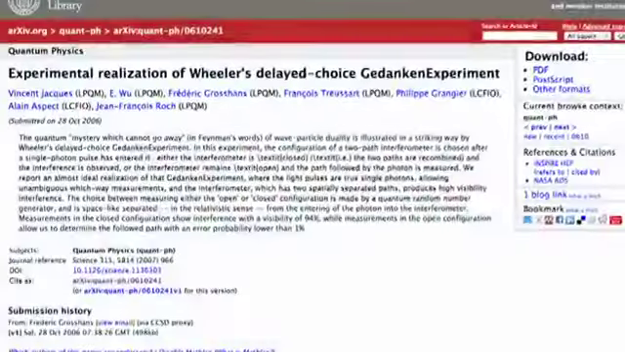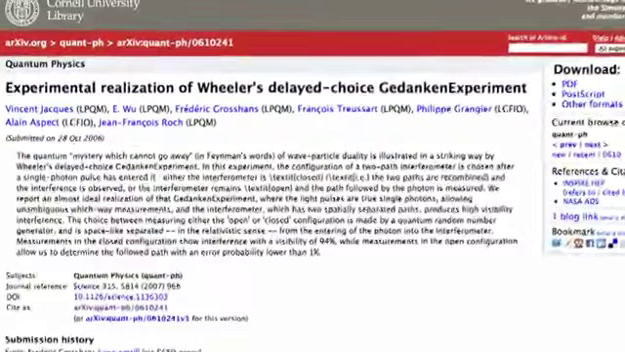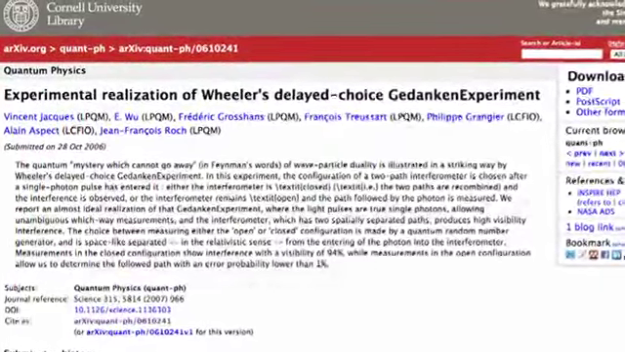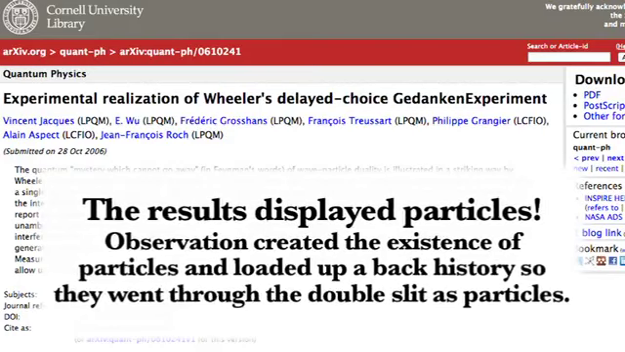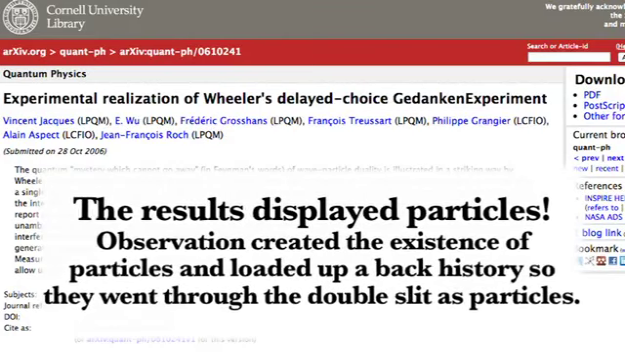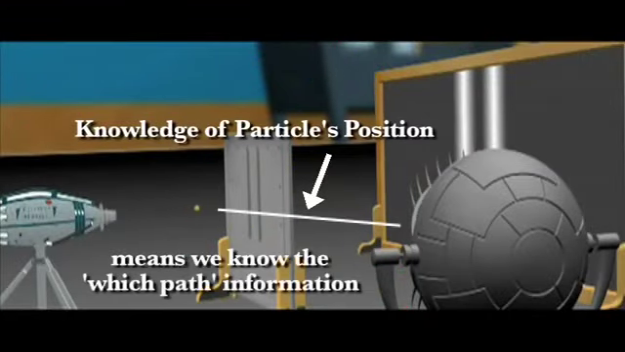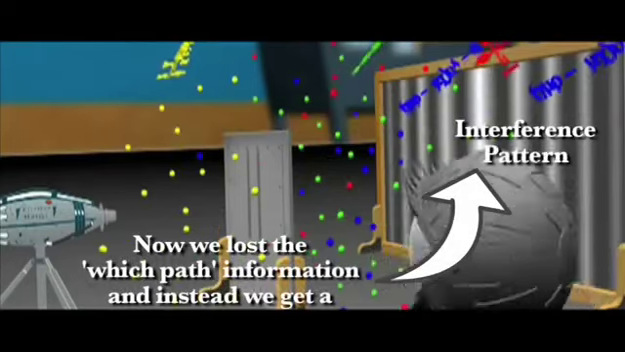Well, in 2007, this thought experiment was put to the test, and the results showed that if the film is pulled away, we observe particles. Observation instantly collapses them to particles in one definite position and loads up a back history so they went through the double slit as particles. Once we have the knowledge of the particle's position, we know the which path information, and this causes a clump pattern instead of an interference pattern.